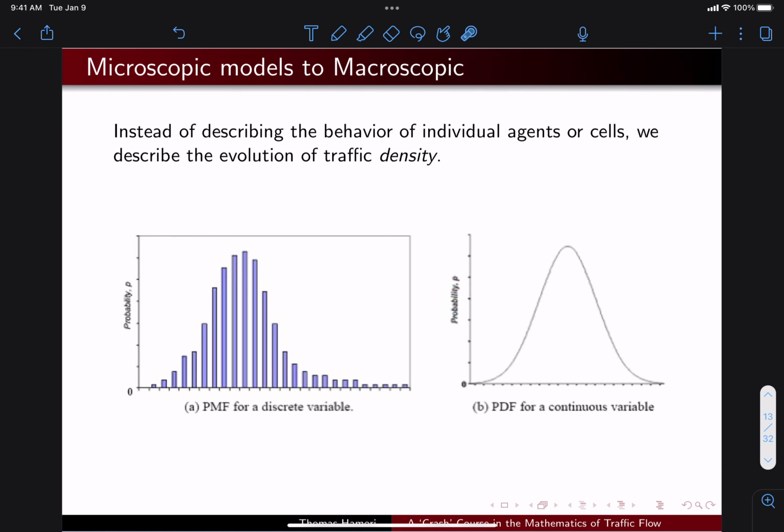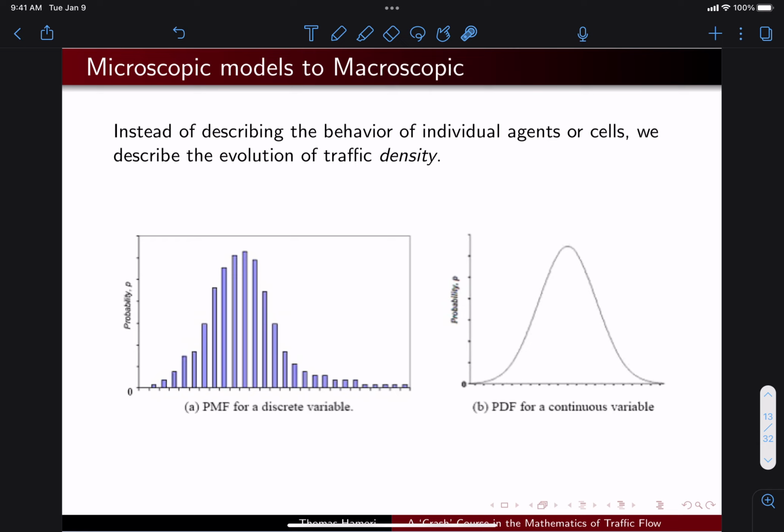Okay, so I'm going to talk now about the transition from what we call microscopic models, where we have individual cars on the road, to what we call macroscopic models, where we're not going to describe individual cars on the road, but we're going to describe rather the traffic density at a given point, okay?